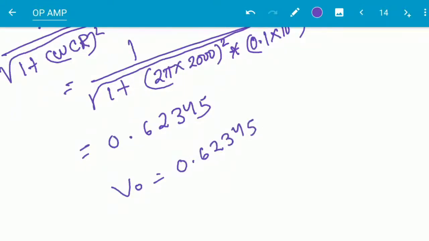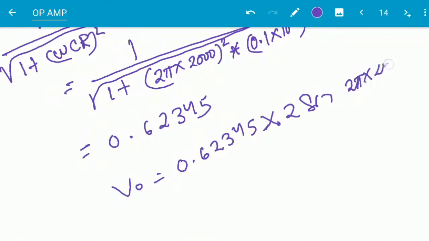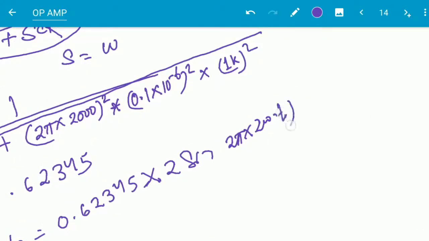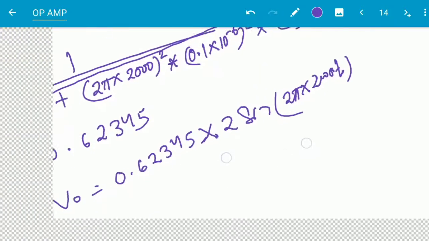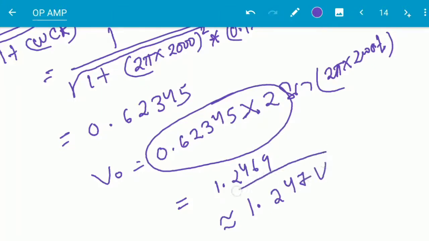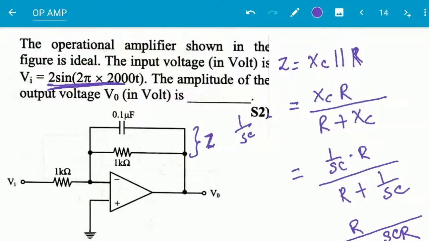And V output will be 0.62345 into 2 sin 2 pi into 2000 t, and here this part is the amplitude, and this comes to be 1.2469, which is nearly equal to 1.247 volt. So the answer will be 1.247 volt.